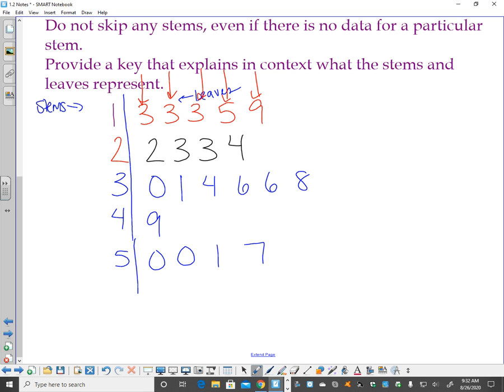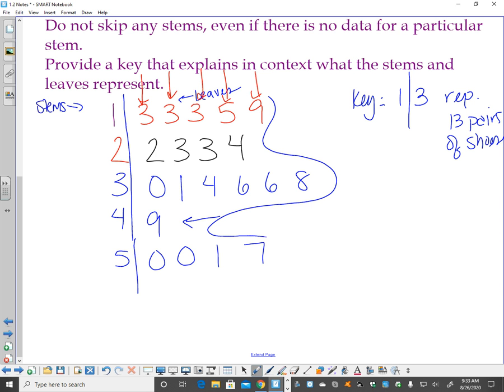Now it says provide a key that explains in context what the stem and leaves represent. So I'm just going to take my first piece of data, and this is my key. My key says that 1 | 3 represents 13 pairs of shoes. Don't forget your key. Okay, so you can kind of see the distribution. Like you can see that I'm single peaked. I'm not really skewed right or left. I kind of have not a gap, but a kind of a divot right there. So I can kind of see the distribution here.